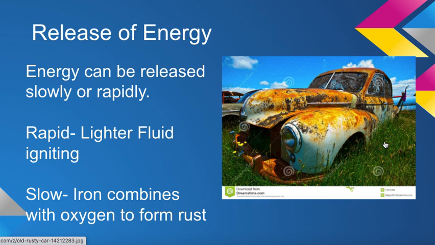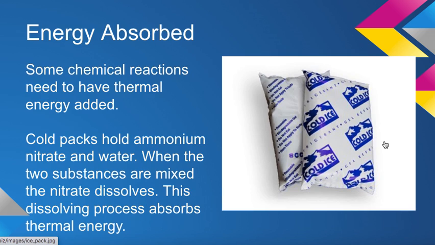A slow release is an example of something rusting over a long period of time. What about energy absorbing? Some chemical reactions and physical processes need to have thermal energy added before they can proceed. An example of an endothermic physical process that absorbs thermal energy is the cold pack shown in figure 9.